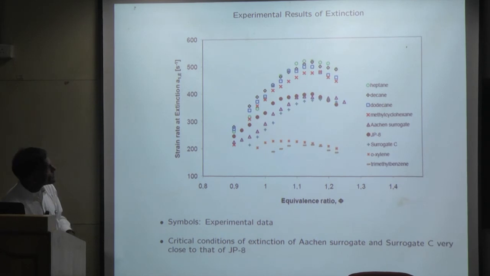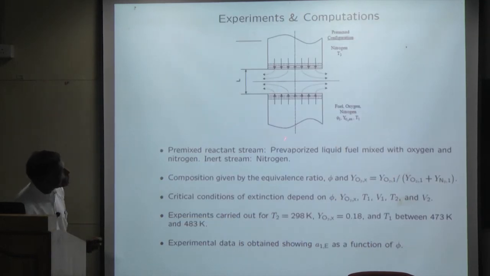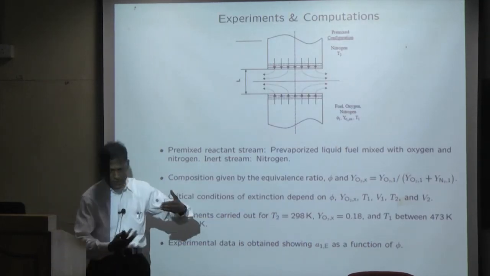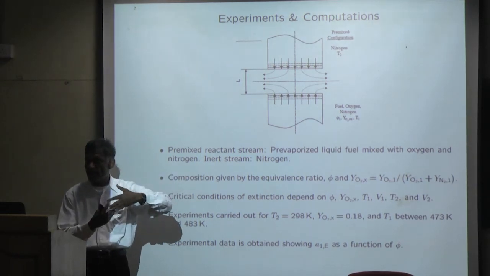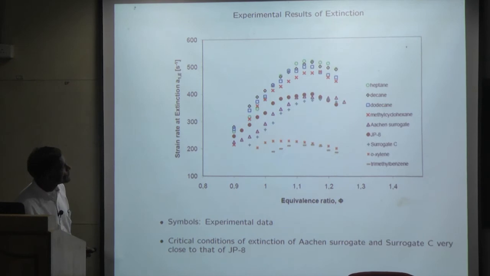Here are the experiments and the numerical results. You can see the pure fuels that we tested. What is plotted here is the extinction strain rate. The point of the experiment is that we increase the flow velocity until the flame extinguishes, and we get the strain rate at extinction. So here you can see the equivalence ratio and the strain rate at extinction.